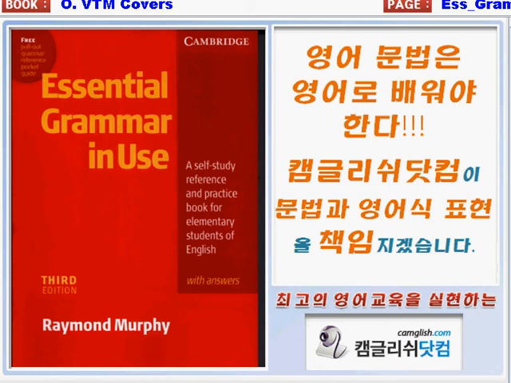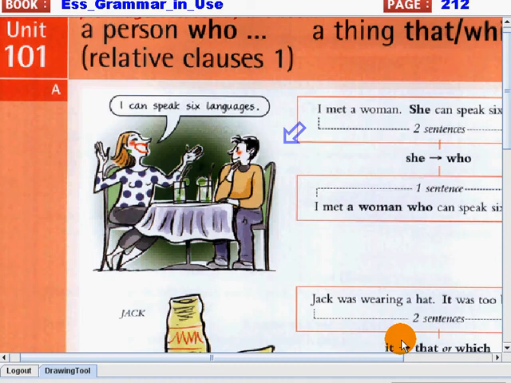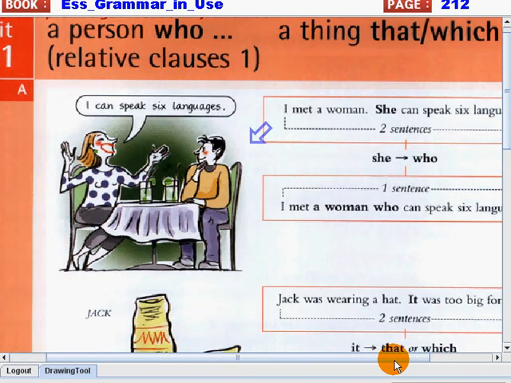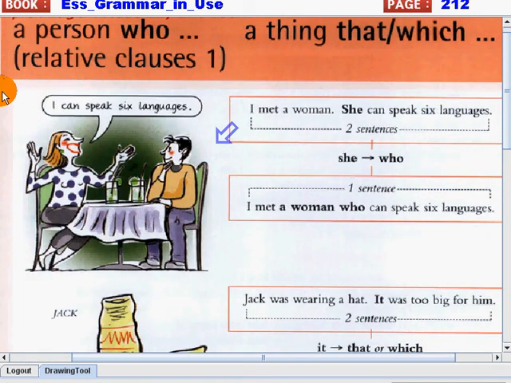I'm Teacher Angel and I'm going to be teaching you another grammar lesson, only here in the book Essential Grammar in Use, 3rd edition by Raymond Murphy. Today we are going to have another topic in Unit 101, and that is about relative clauses. This is our first lesson about relative clauses.